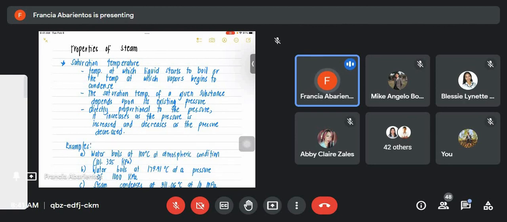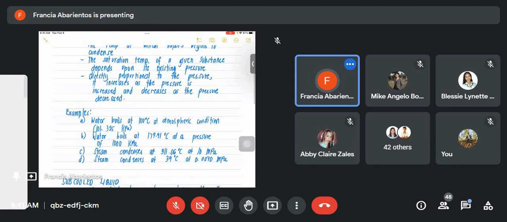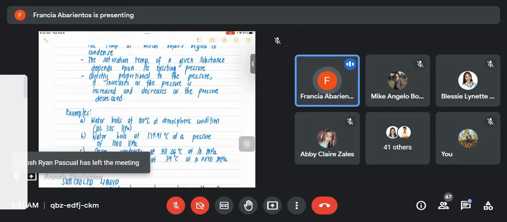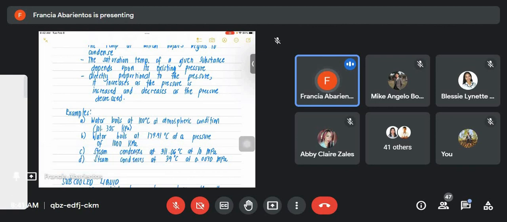So, for example, yung water natin boils at 100 degrees Celsius at the atmospheric condition. We all know that 1 atmospheric pressure is how many? What is the equivalent of 1 atmospheric pressure in kilopascal? That is 101.325 kilopascal. Okay. Thank you, Adeline.